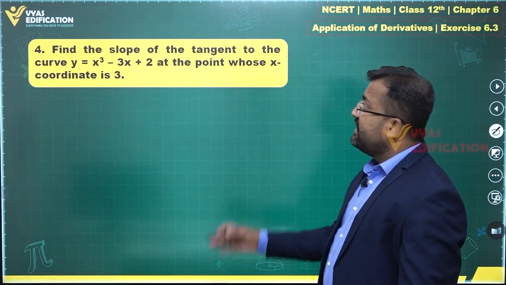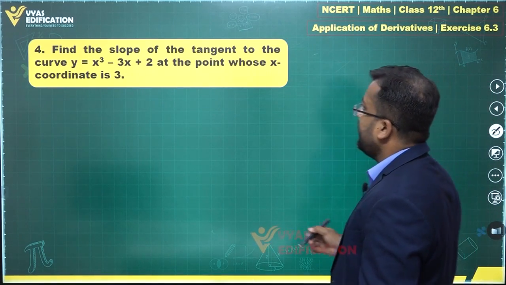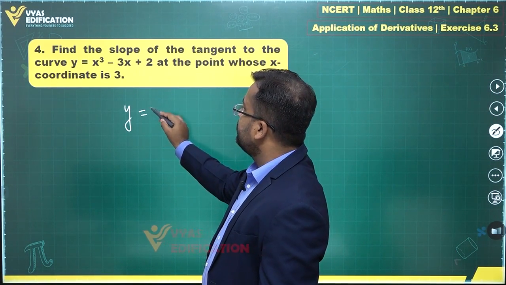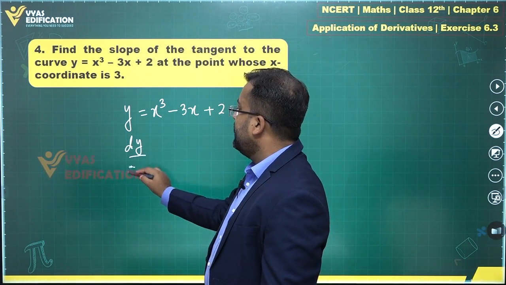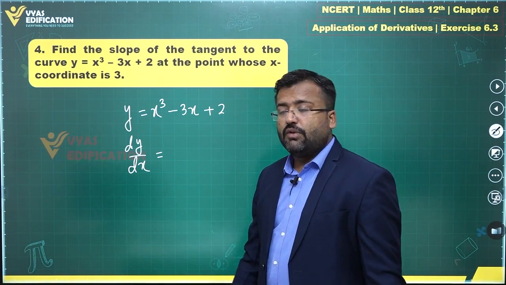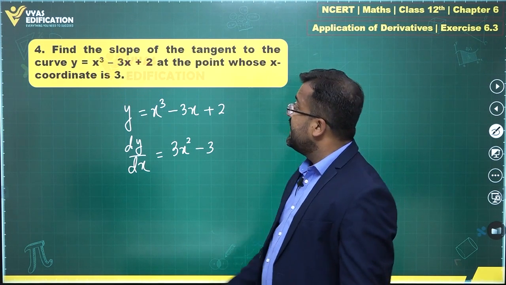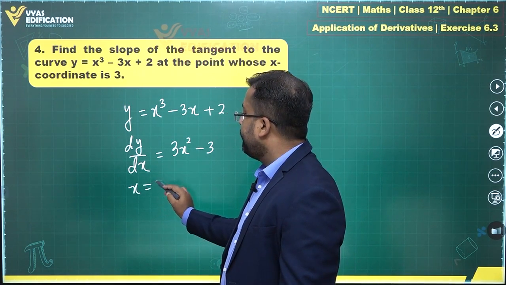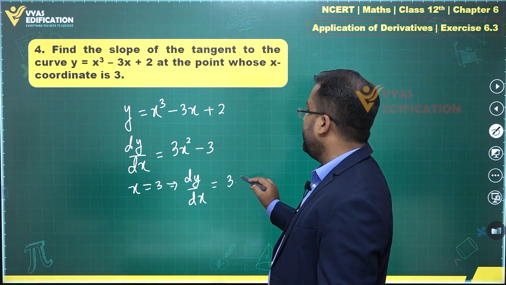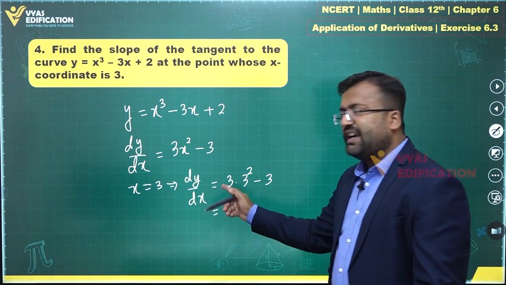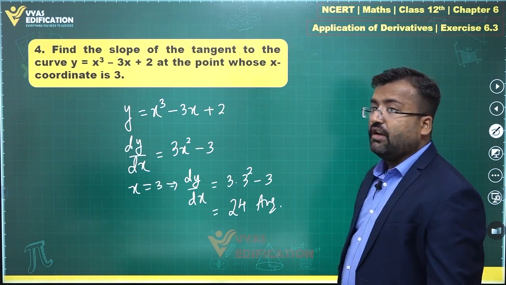Question number 4 says, find the slope of tangent to the curve this at the point whose x coordinate is 3. Okay, once again, you are supposed to find the slope of tangent. y is equal to x power 3 minus 3x plus 2. So what will dy by dx look like? This will be equal to 3x square minus 3, as you can observe over here, yes. And for x equals 3, this dy by dx will be equal to what? This will be equal to 3 times 3 square minus 3. What is that? 3 cube, 27 minus 3, which is 24. And yes, that is the answer for this question.